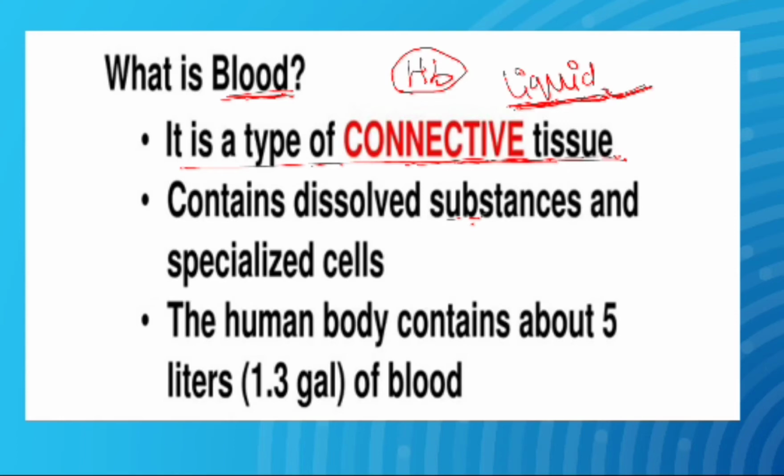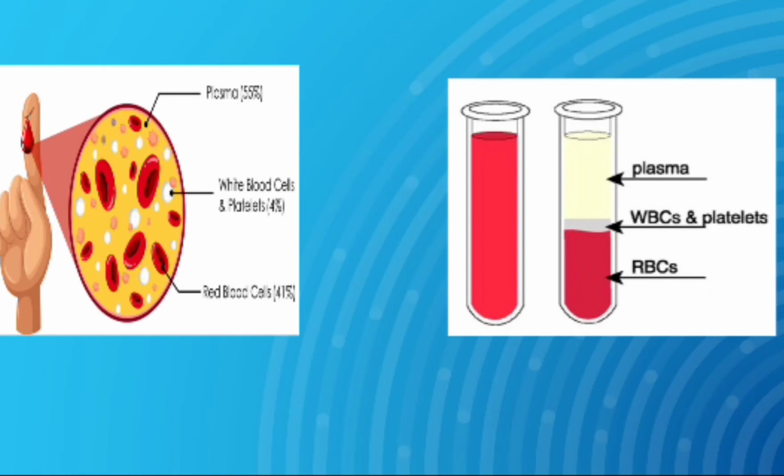Do you know how much blood is present? What is the volume of blood present in the body? 5 liters of blood. See how exactly the drop of blood that you see appears.